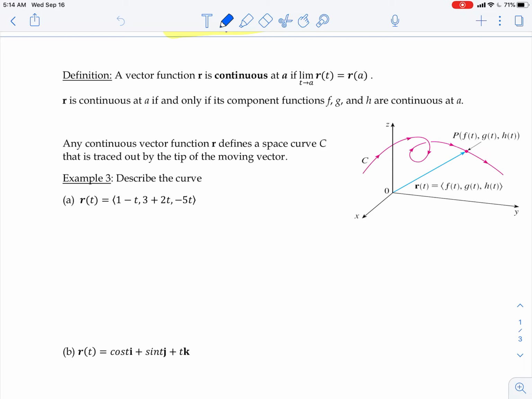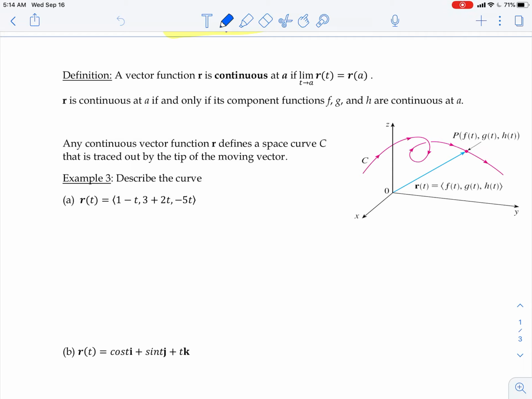Page 2 of the notes for vector functions and space curves. The first thing that we're going to talk about on this page is defining if our function is continuous or not, and if it's continuous at a value a. Just like in calculus 1 and 2, the limit as t approaches a of our vector function has to equal the value of the function at a.